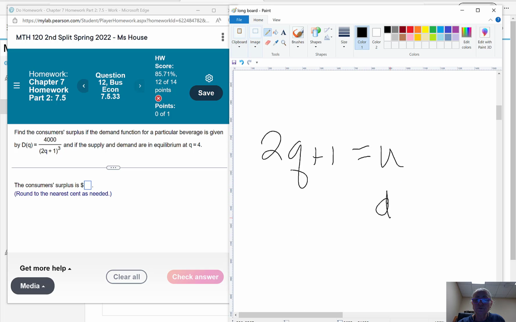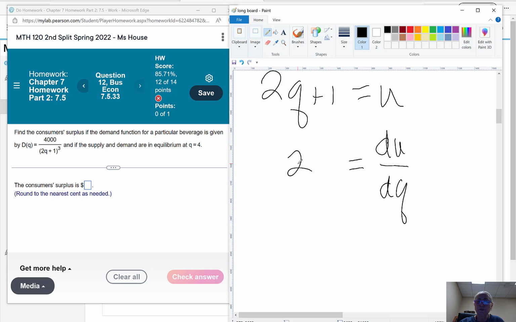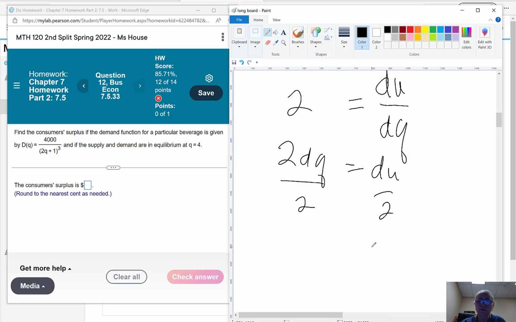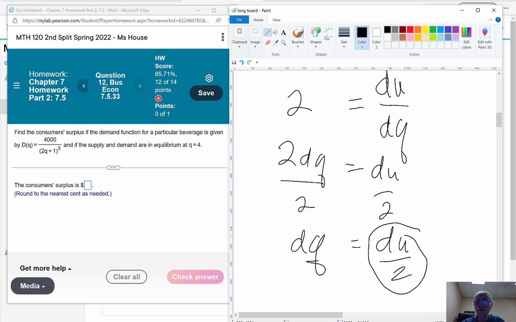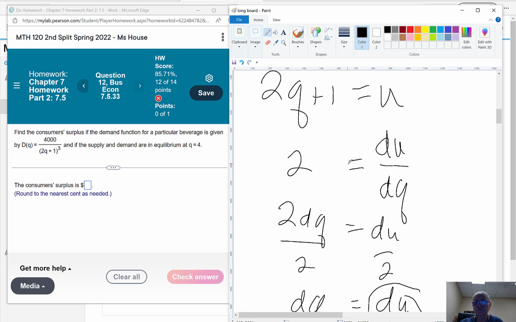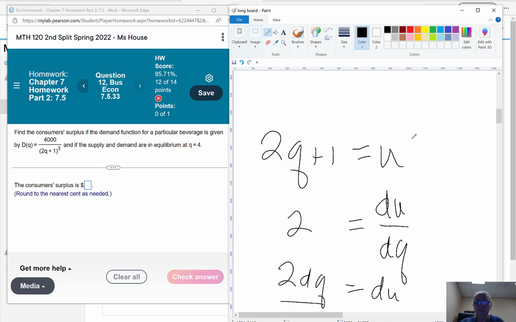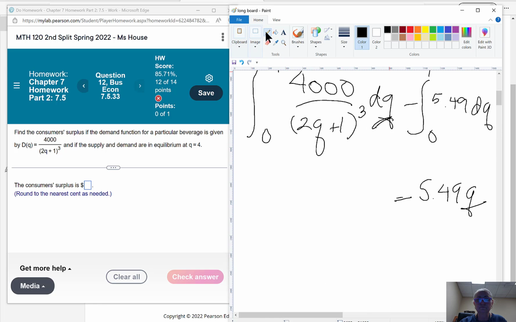So derivative of u with respect to q is going to be 2, because that's just 2 and that's 0. I'm going to put my dq over here. 2 dq is du. So I divide by 2 to get the value that can be substituted in for dq, and it's going to be du over 2. Okay, so this is going to go in for our dq in the first one, right? So that's just du over 2.